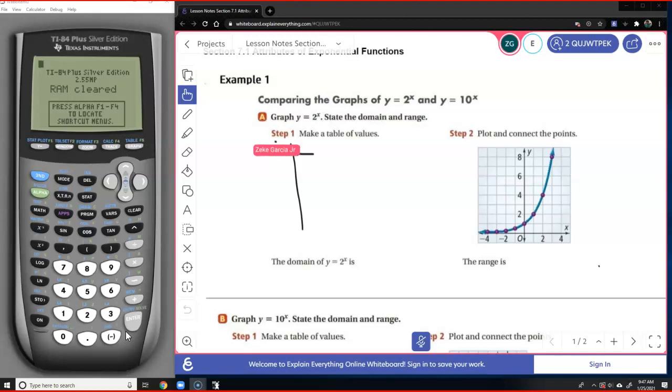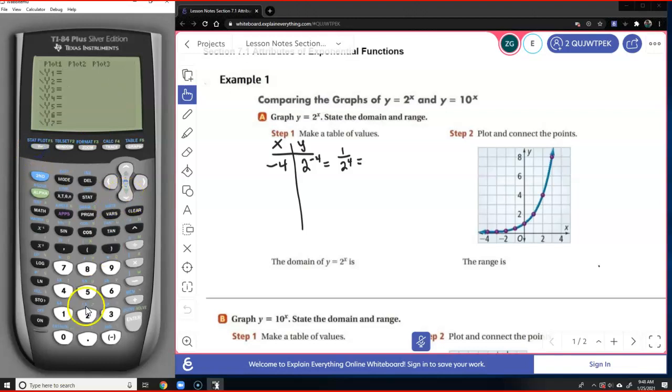So you're going to say x, and then you're going to say y. And we're going to start with -4. I chose -4 because it starts here with -4, but you could have selected -5, -6, and so on. So -4 is the same thing as saying 2 to the -4 power, which is 1 over 2 to the 4th. And if you want to use your calculator, you can.